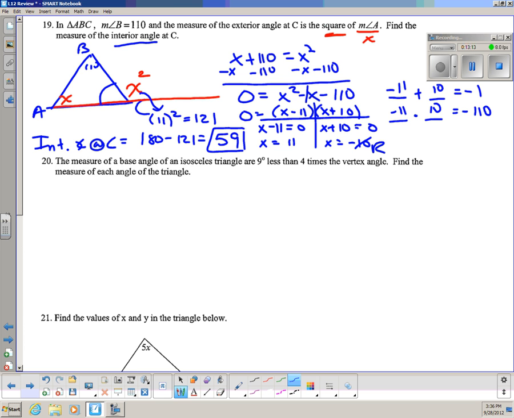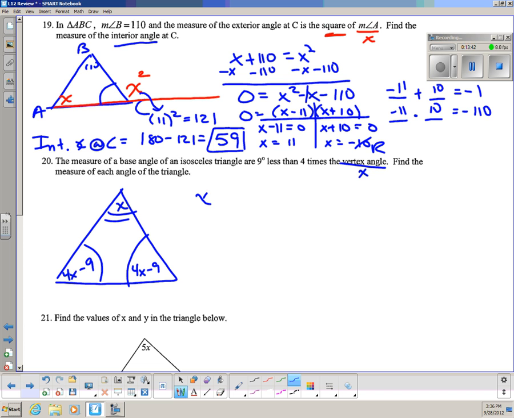Number 20 says the measure of a base angle of an isosceles triangle is 9 less than 4 times the vertex angle. So my base angle measures 9 less than 4 times the vertex. So the vertex angle is x. And the base angle measures 9 less than 4 times the vertex angle. So it would translate to 4x minus 9. And since it's an isosceles triangle, the base angles are equal. And now it says find the measure of each angle of the triangle.